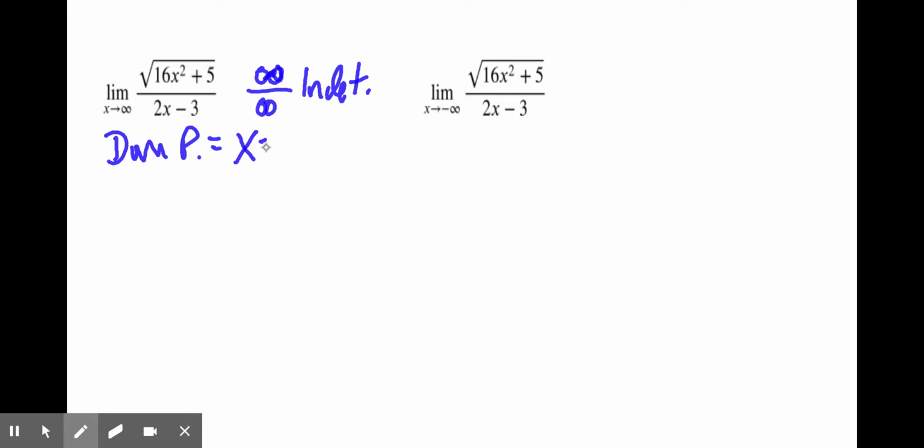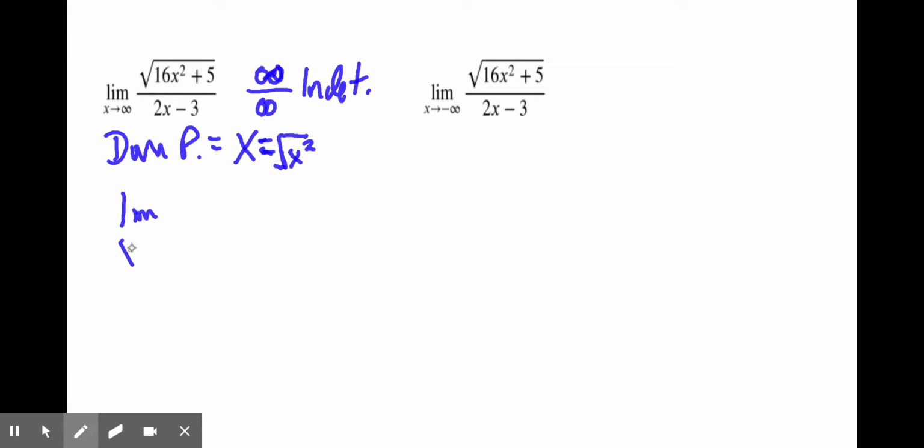Now, the issue is to gain access to the x in the numerator where the square root is, we're going to have to call it the square root of x squared, right? Because you can't just randomly divide by x. I'll show you here in a second.